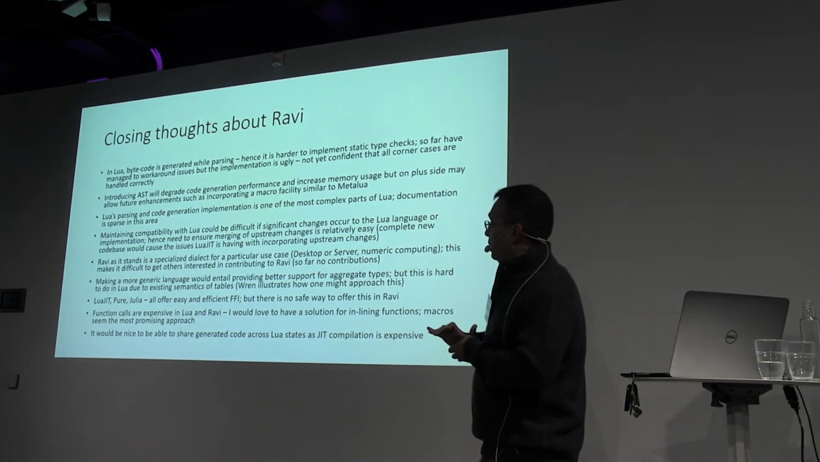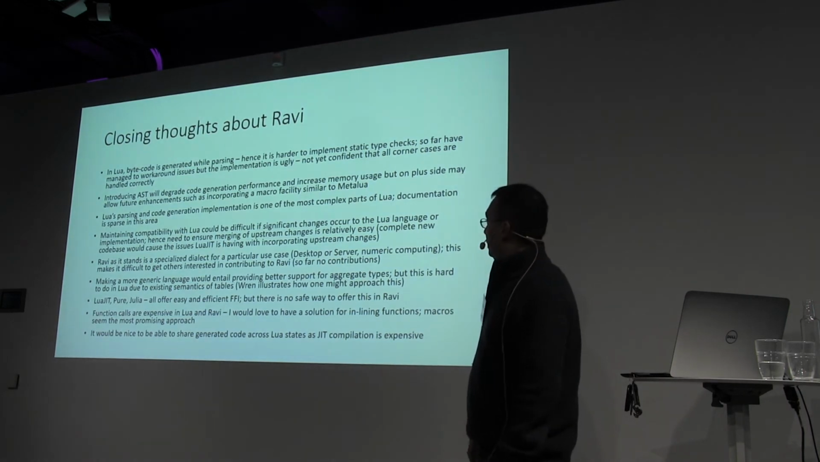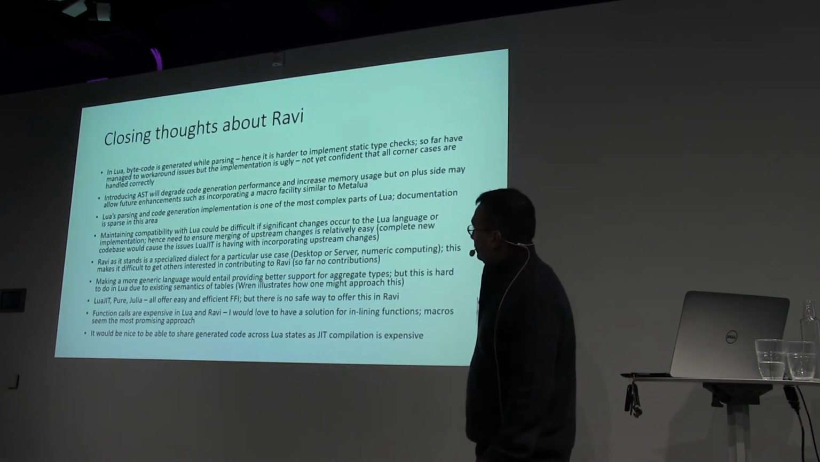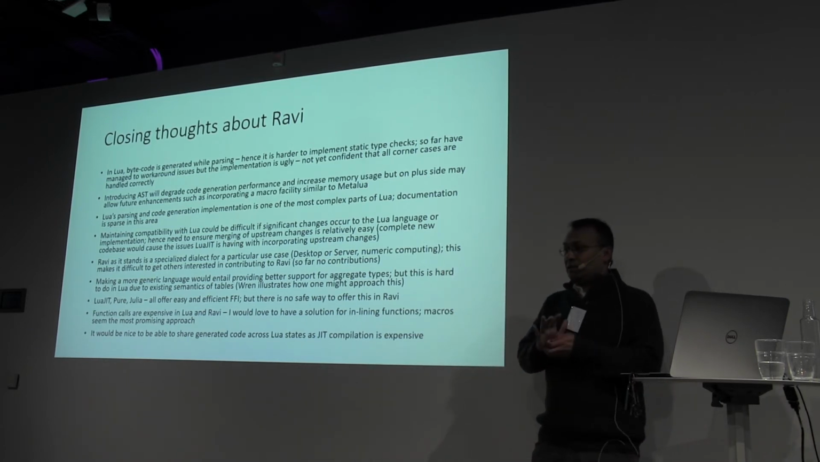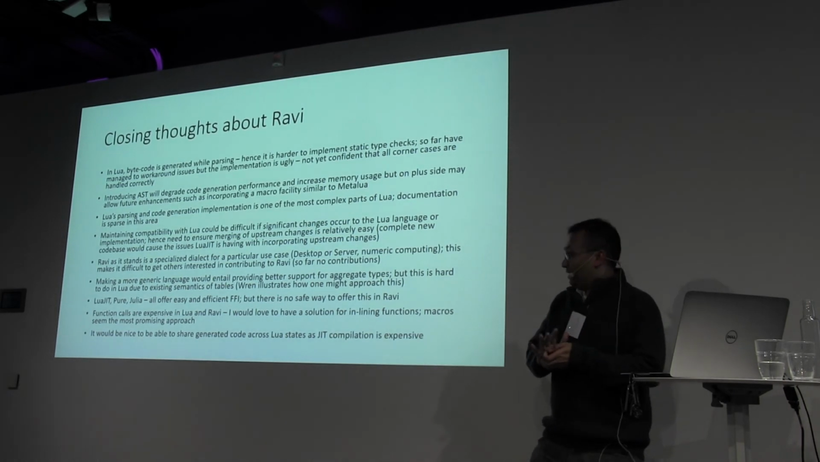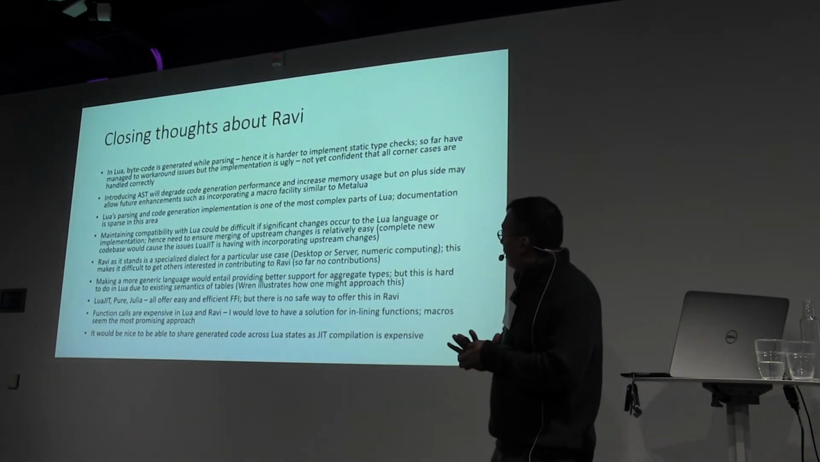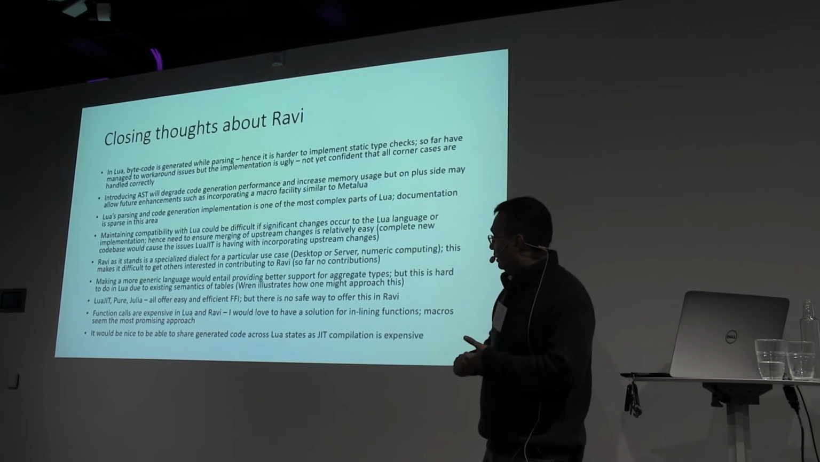On the plus side, though, having an AST would really help to have some kind of macro capability, like a meta Lua. Parsing and code generation, unfortunately, isn't very documented, and it's quite complex. So that's been one of the hardest bits to understand and enhance.